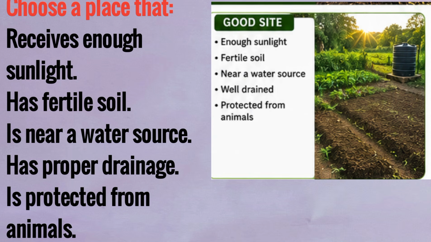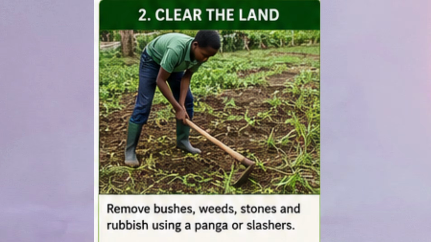Then after that step, now we move to clearing the land, because we have already selected the place. Now that place we have to clear it so that we can make it ready for the next step. So under clearing the land, we are going to remove bushes, weeds, stones and rubbish. Then cut unwanted grass using a panga or a slasher, and collect and dispose of waste properly.